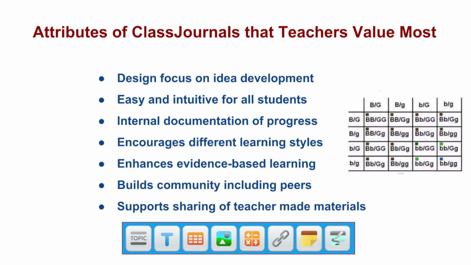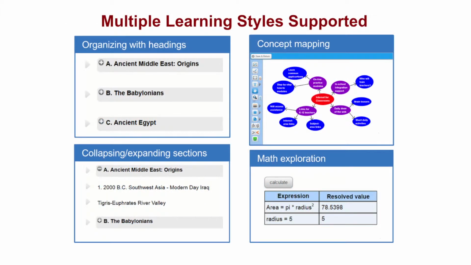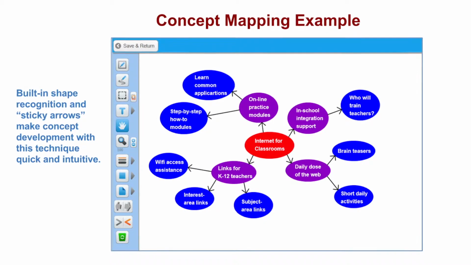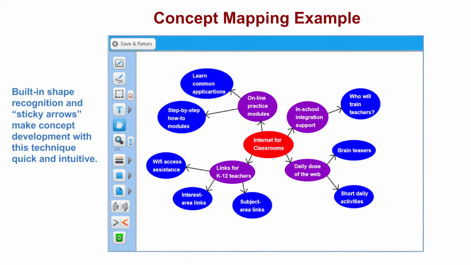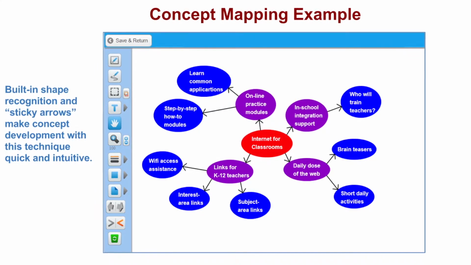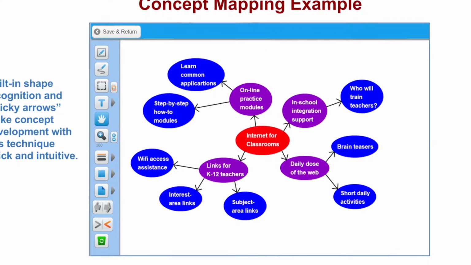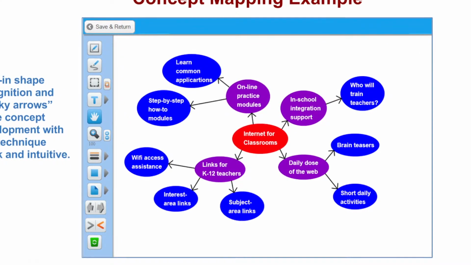Next on the list, let's take a quick look at how ClassJournals features support different learning styles. Here are a few examples across the curriculum. First, the sketch tool lends itself well to drawing concept maps or mind maps. The built-in shape recognizer quickly identifies oval or rectangular shapes, which represent a topic or a subtopic. Line connections between shapes are also quickly detected and are assembled by the application as an interconnected network of topics.